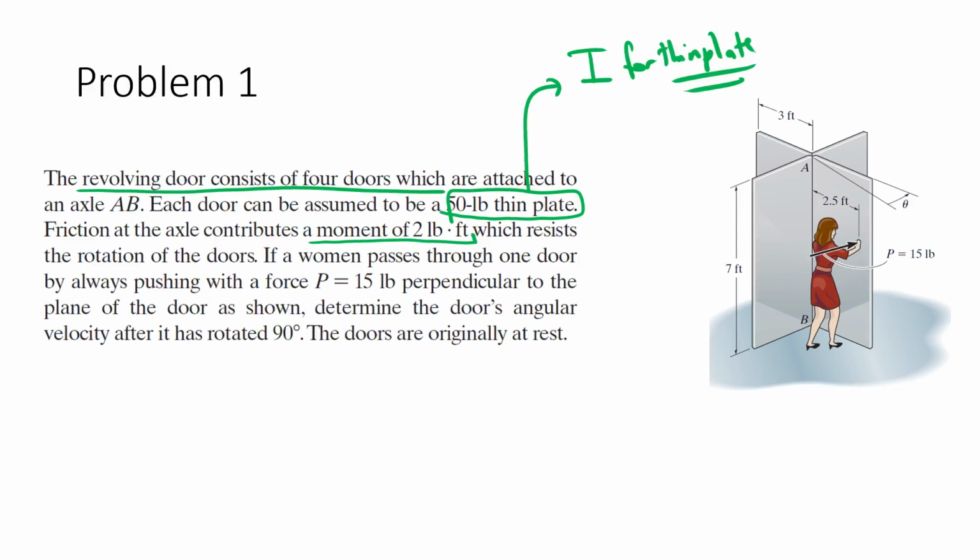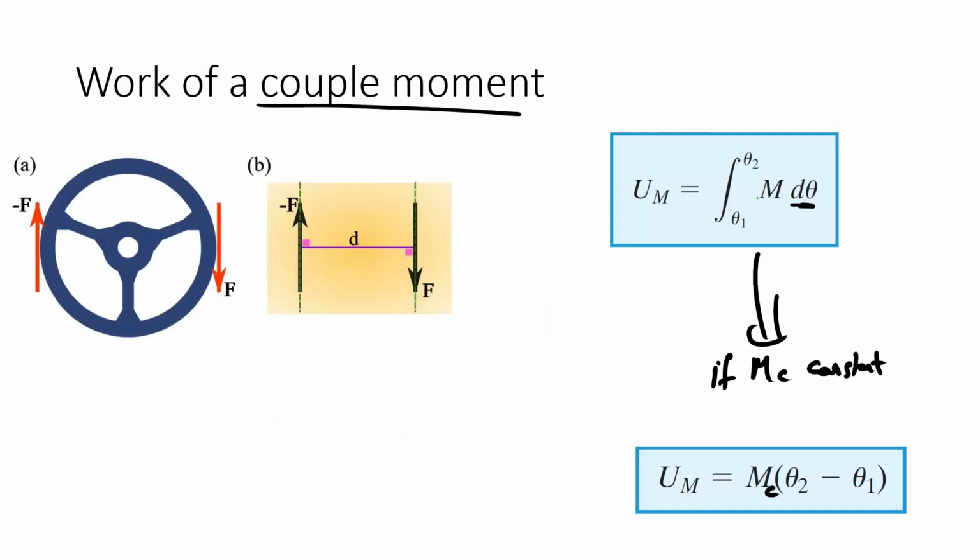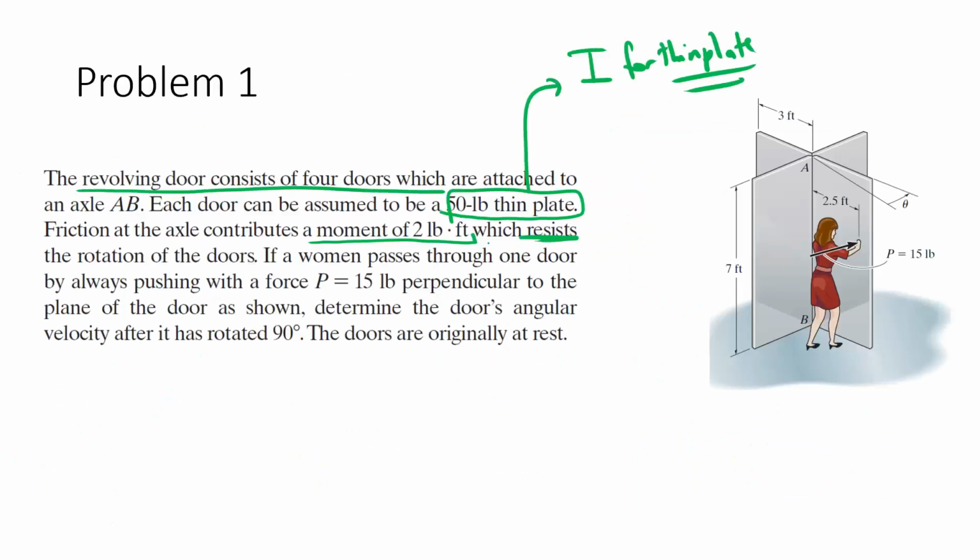This one is a friction force and it resists. If you remember the couple moment, the 2 lb-ft, we were using the formula, the moment into the change of angle. And then the woman passes through one door by always pushing with a force of 15 lb. You can see always a force of 15 lb. It is always perpendicular, as I showed here. Determine the door's angular velocity if it has rotated by 90 degrees.